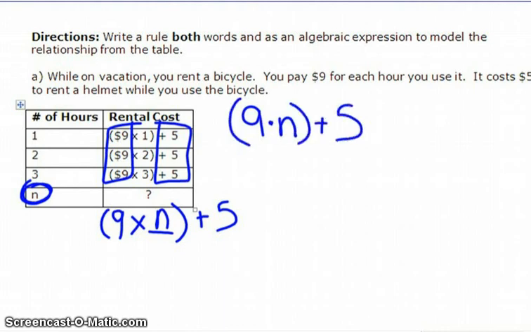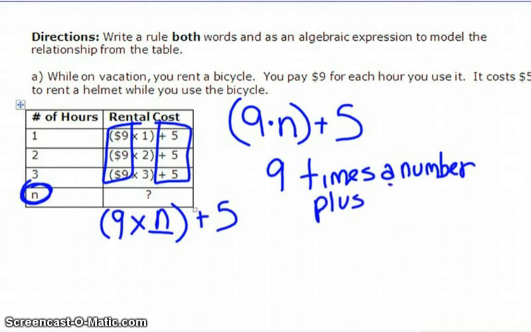Now you technically don't need the parentheses in there, but that was in our original table, so I left it in. So this is mathematical symbols. Now it also wants us to write a rule in both words and symbols. So words, I would write 9 times a number, because that's our unknown, plus 5. And that's it. Okay.